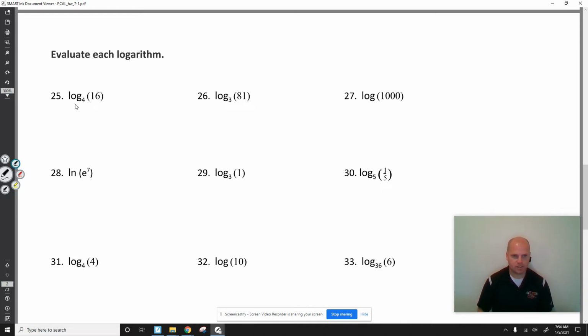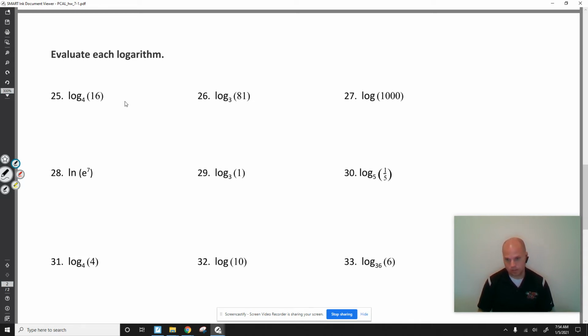A lot of people see this and they're like, I don't know what to do, or can I type this into my calculator? We don't want to type this into our calculator. We should be able to evaluate all of these without a calculator. You can maybe use a calculator to check once we learn how to use our calculator to evaluate this. I'll probably teach this on day 2 for my students.